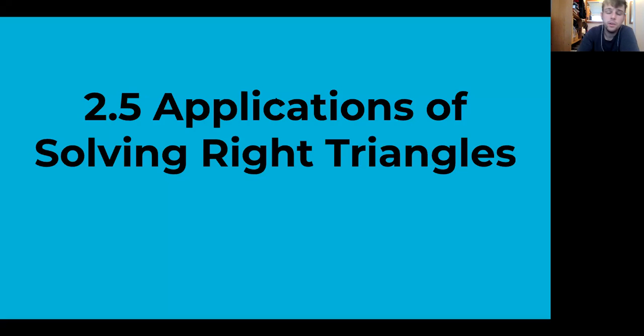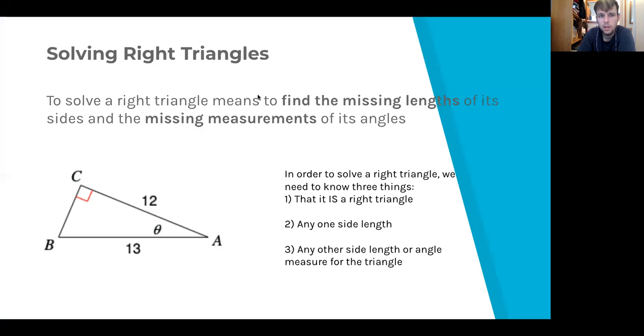All right, so we're going to be going over chapter 2.5 here in these notes. We're going to be talking about solving right triangles and also how to apply these into solving some real world problems. So first piece here, when we say solving a right triangle, what we mean is finding any of the missing side lengths and any of the missing measurements of its angles.